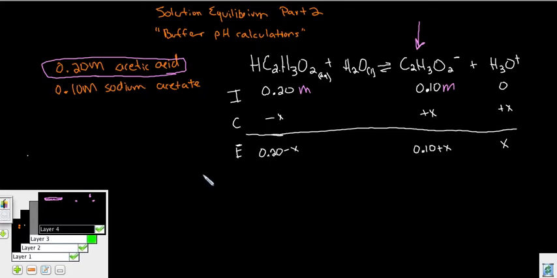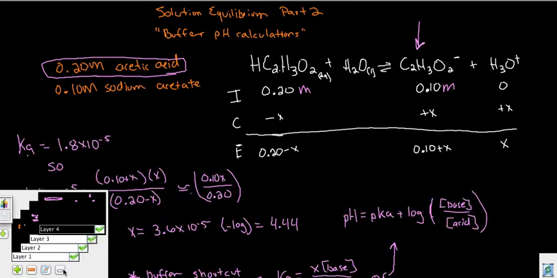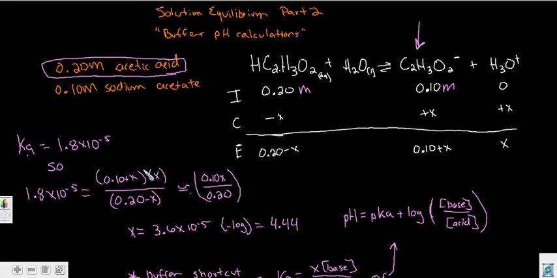Well, what we've always done with the ICE tables is put these values, these factors, into our equilibrium constant expression. So here is quite a bit of stuff I've written out. Here we have the Ka of acetic acid. We can look this up in the back of the book, right? So the Ka is 1.8 times 10 to the negative fifth.